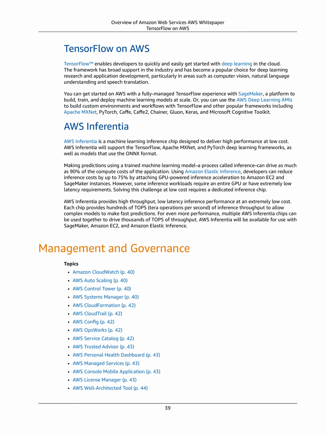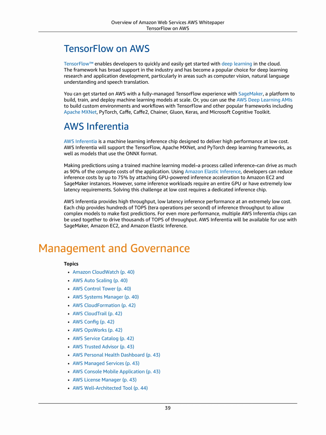AWS Inferentia. AWS Inferentia is a machine learning inference chip designed to deliver high performance at low cost. AWS Inferentia will support the TensorFlow, Apache MXNet, and PyTorch deep learning frameworks, as well as models that use the ONNX format. Making predictions using a trained machine learning model, a process called inference, can drive as much as 90% of the compute costs of the application.